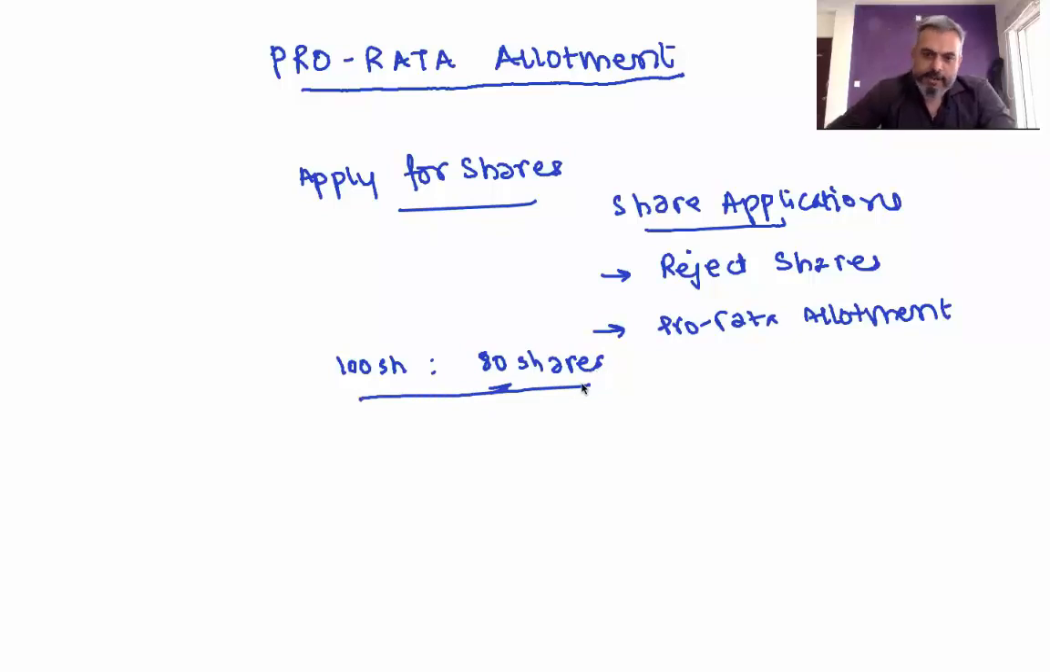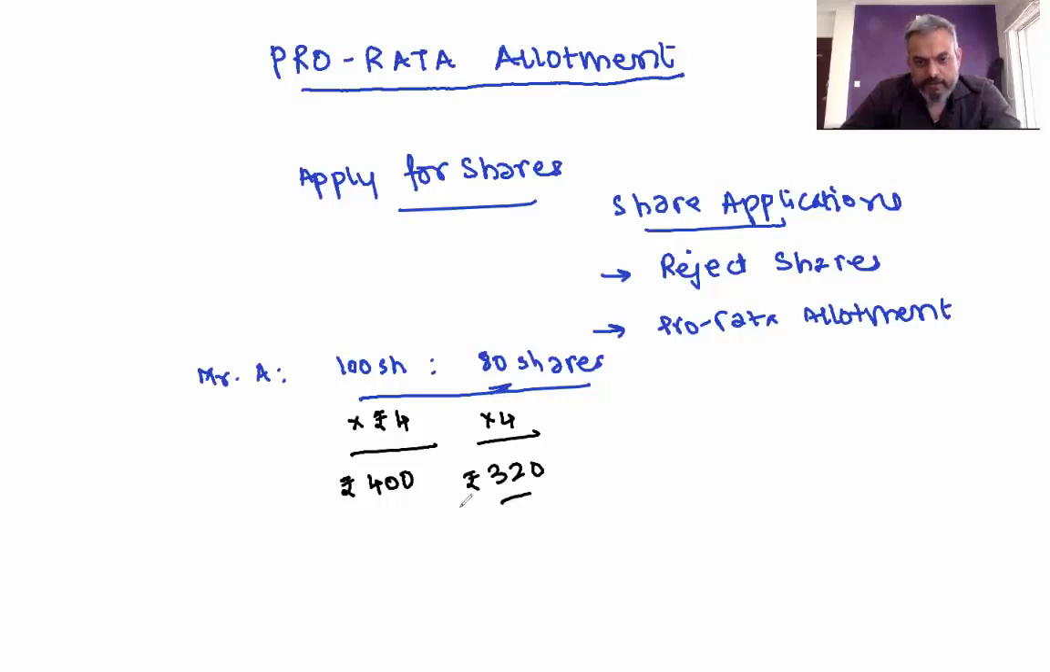Now that is fine, okay? But what happens? Say these 100 shares were applied for by Mr. A. So Mr. A paid rupees 4 per share as application money. The company received rupees 400, but out of the 100 shares applied for, the company decided to give only 80 shares. So 80 into 4 is 320 rupees. The company should have received only 320, but it received 400. Mr. A is now a shareholder whose amount of rupees 400 is with the company.